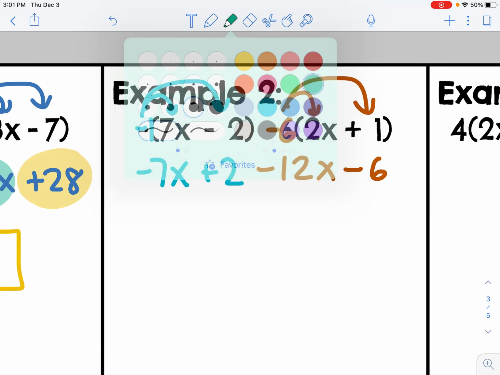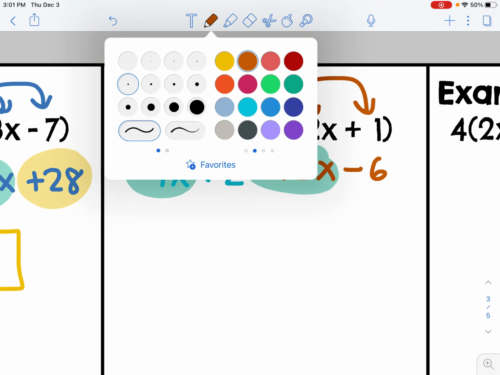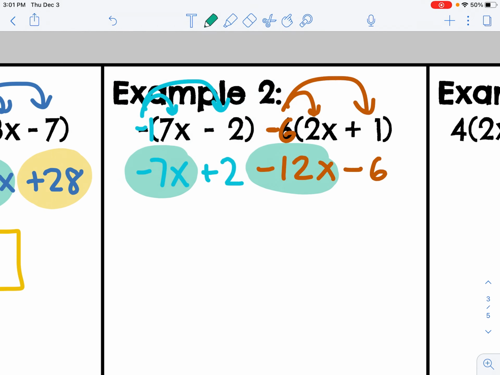Now I can combine my like terms. The x's can be combined together because they both have an x. Those are like terms. So we have negative 7x minus 12x. Notice they're both negative here, so you really can combine all of those negatives. So how many total negatives do you have? If we have 7 negatives and 12 negatives, combining all those negatives gives us a negative 19x. And then we have the constant terms, 2 minus 6. So we have 2 minus 6, that will leave us with a negative 4.